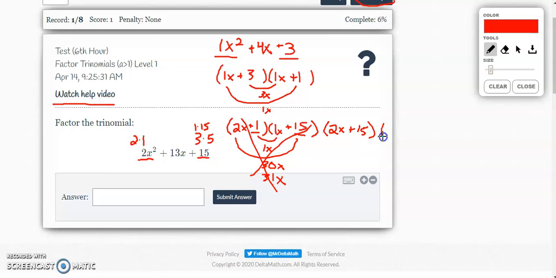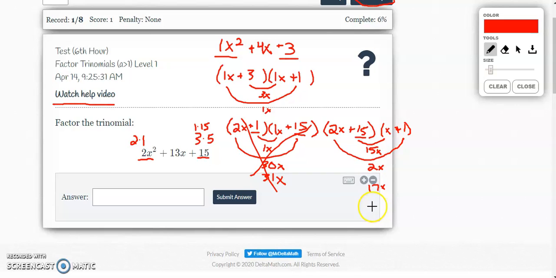All right, so I switched the 15 to this trinomial, and then this one will be x plus 1. So 2x times x is 2x squared. 15 times 1 is 15. So I've satisfied, once again, the first and the last terms. So I'm trying to figure out that middle. This would give me 15x. And 2 times 1 is 2x, which is 17x.